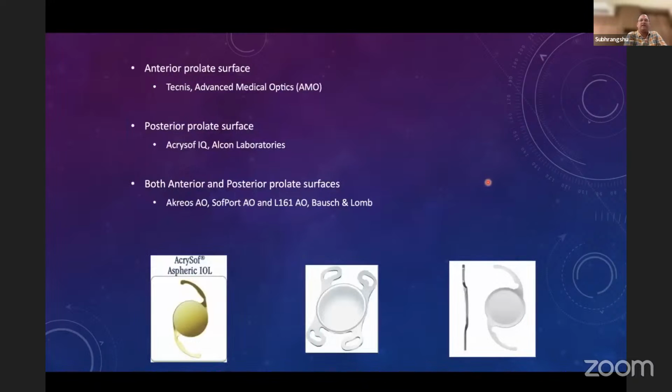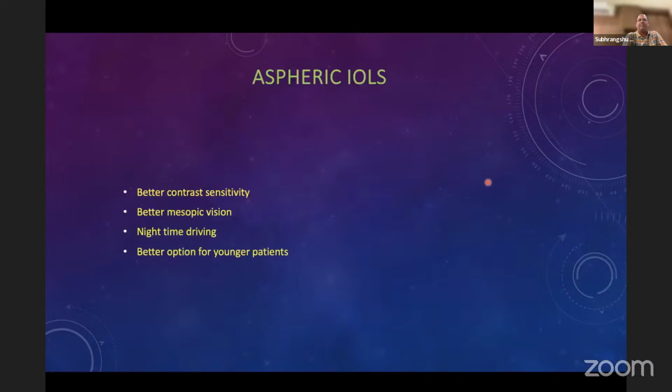There are many aspheric IOLs. Some have anterior prolate surface like the Technis IOLs. Some have posterior prolate surface like the Acrysof lenses. And both anterior and posterior prolate surfaces are there in the Akreos Bausch + Lomb IOLs.